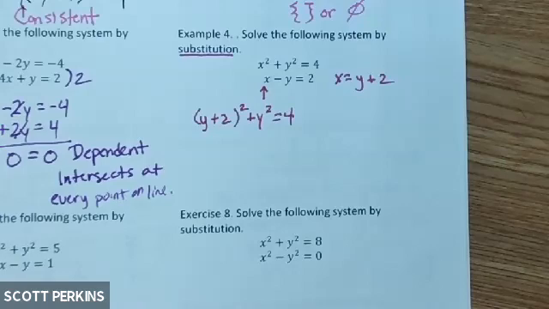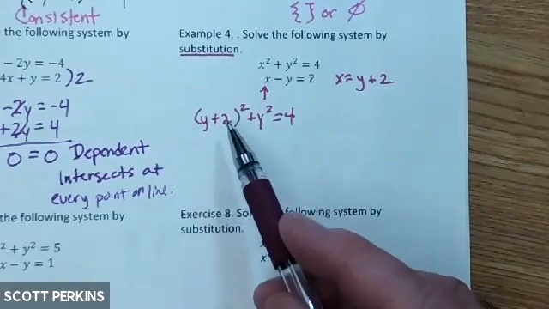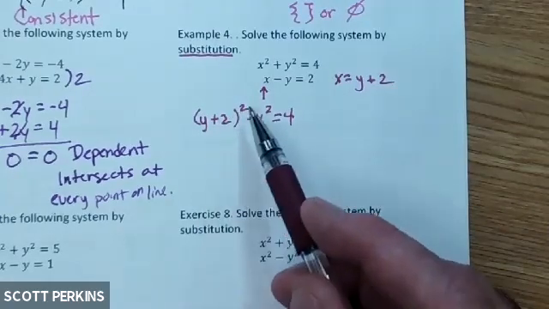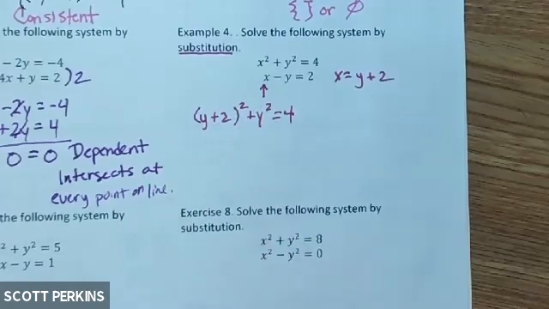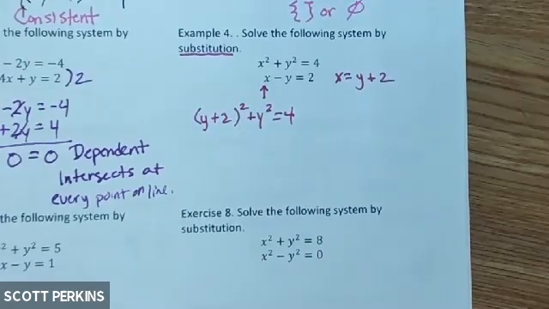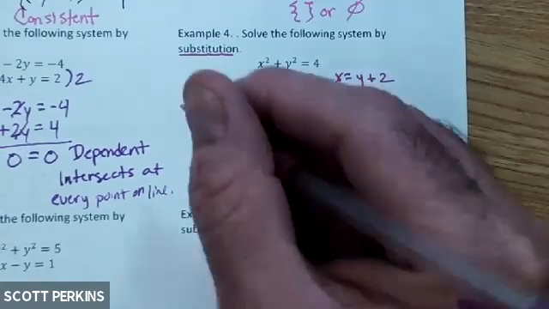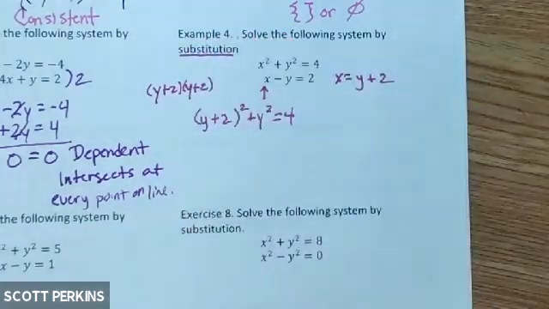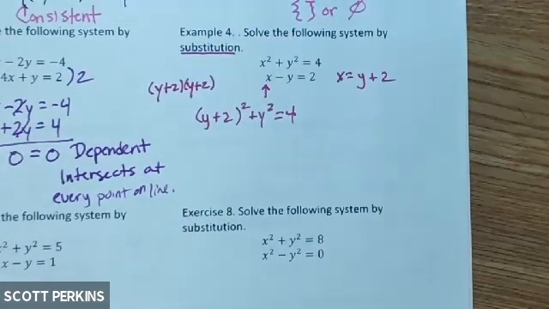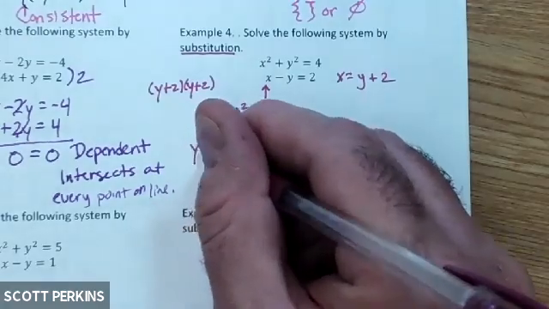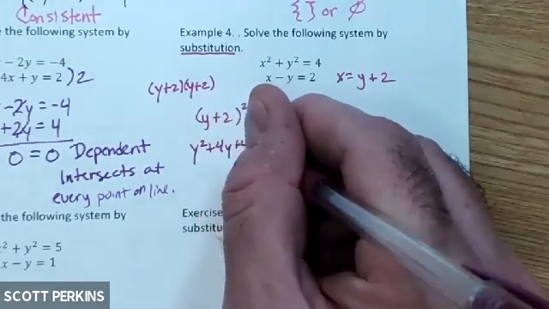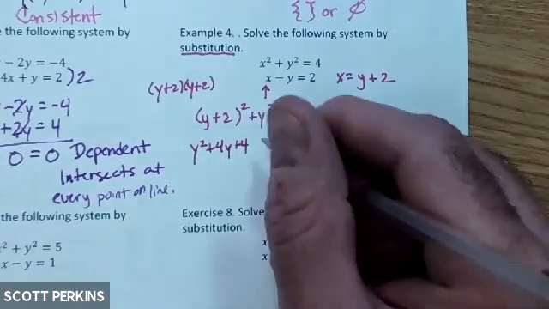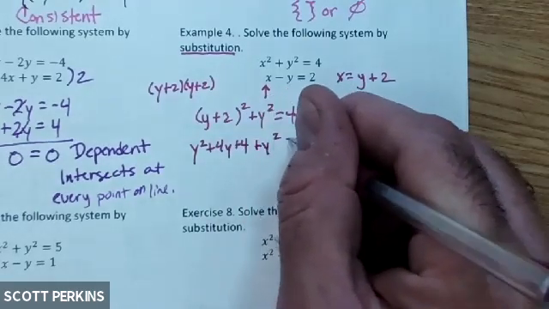Now, please, when you're doing this, don't forget to FOIL. I know we all would love it if y plus 2 squared was just y squared plus 4, if I could just square both those terms and be done, but I can't. So if you need to, write down y plus 2 times y plus 2 and go ahead and do your FOILing: firsts, outers, inners, lasts. And what you should get is y squared plus 4y plus 4, plus another y squared equals 4.